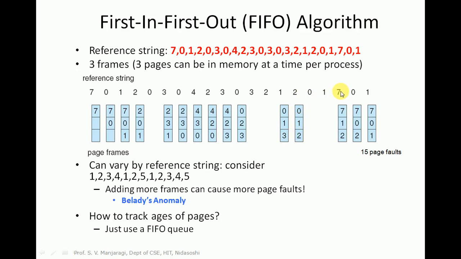Next one is 7. Page fault occurs here because that page is not in the memory. Which one do you replace? The page which is brought first will be replaced. That is among 0, 1, 2, it will be replaced with, sorry, 0 is brought first. It is replaced with 7. In the memory we got pages 7, 1, 2. Next one is 0. Page fault occurs because it is not there in the memory. So the older page, that is 1, is replaced with 0.